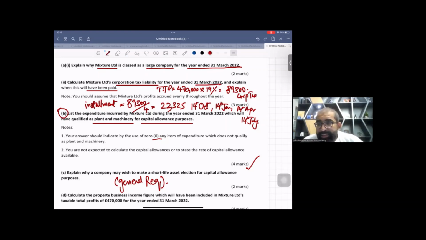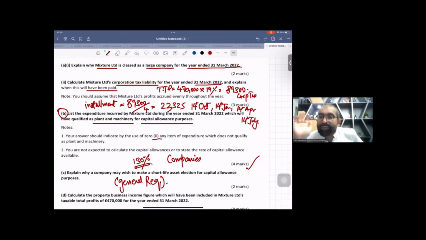And nowadays, open your eyes, just for companies, there is a 130% super deduction for main pool. Remember? Yes or no? So now just use your brain. You are old enough, mature enough to understand my words. If you are eligible for 130%, go for it. What are you waiting for? Then no need to do any short life asset election. No need to go for 18%. 130% is better than everything. 130% is the best of all.